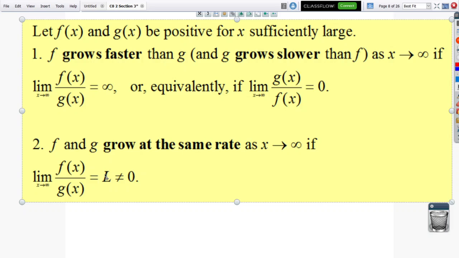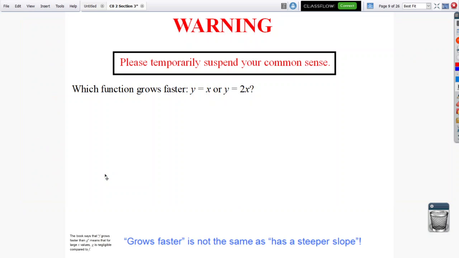And sometimes that grows at the same rate thing is kind of weird. Like this problem right here. There is a giant warning there. Please suspend your common sense. Which function grows faster? y equals x or y equals 2x. So looking at this, we obviously can tell that both of these are linear functions, and the second linear function does have a bigger slope, so we might think that it grows faster. But we would be wrong.